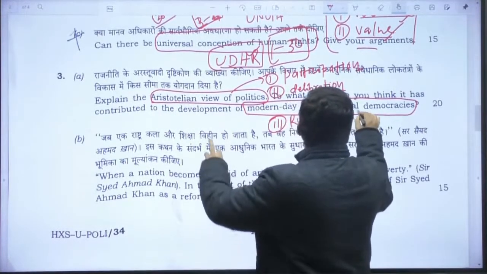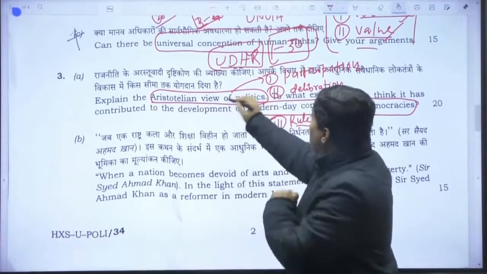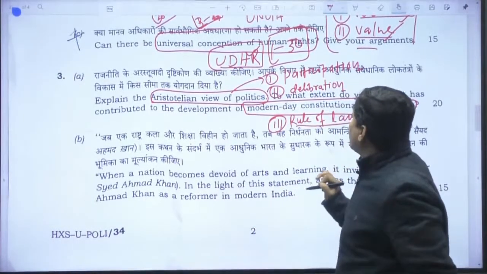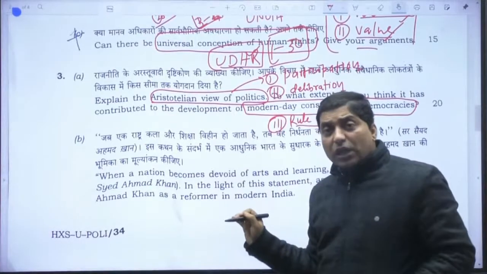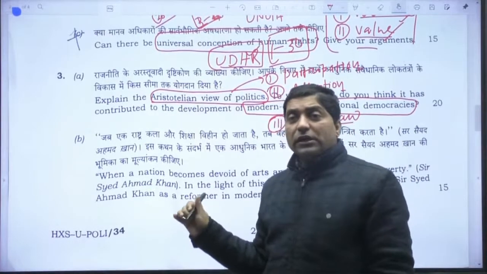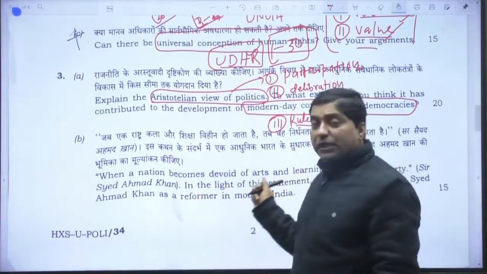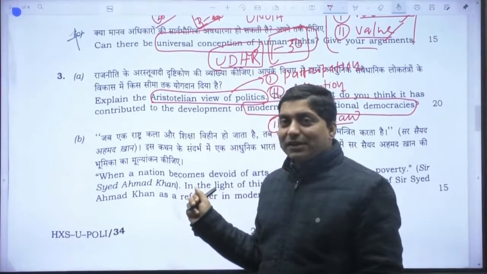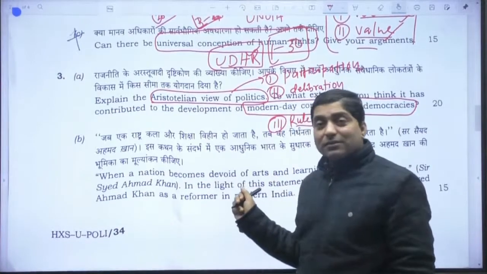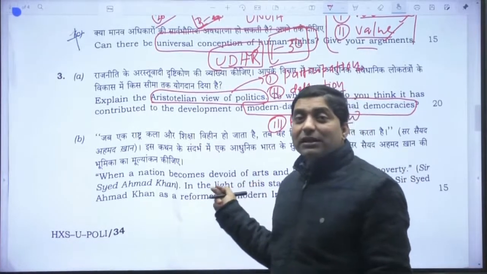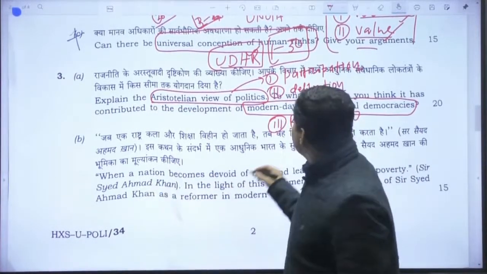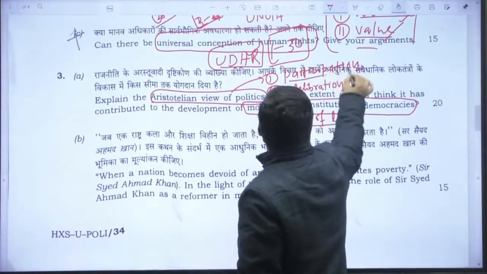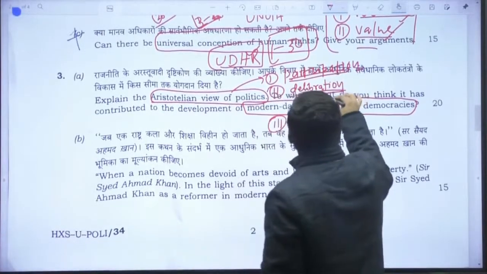So I'm treating the first part, rule of law, the Aristotelian view of politics. For Aristotle, rule of law is very, very important. He said law is supreme, not the person, right? Law is the wisest, right? Law is wiser than the wisest man, because it is made through the participation and deliberation of all persons.